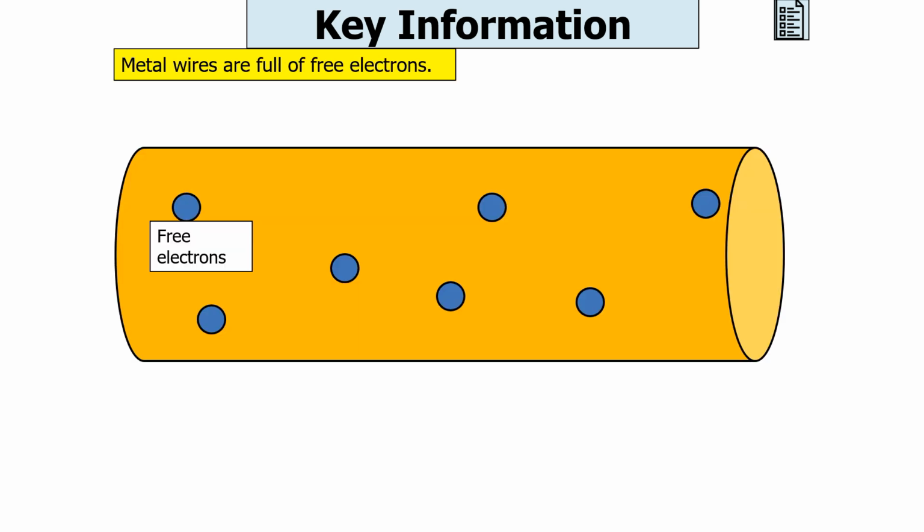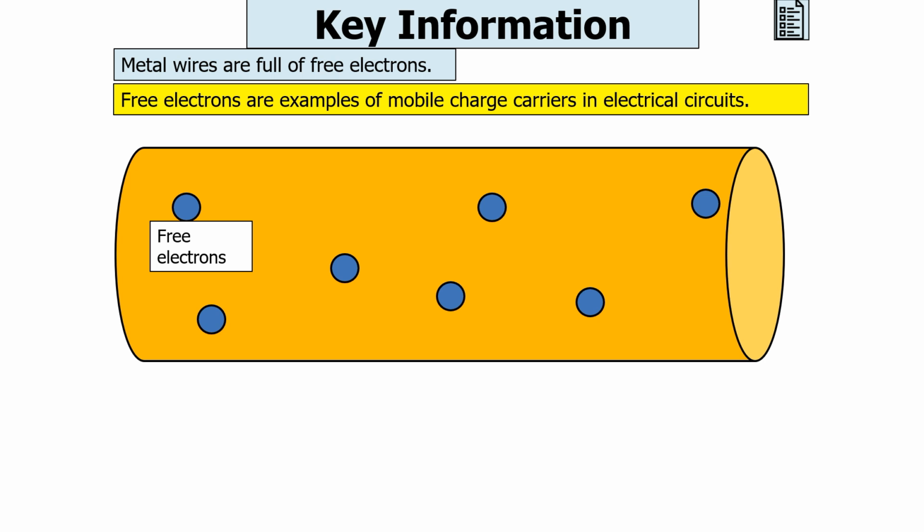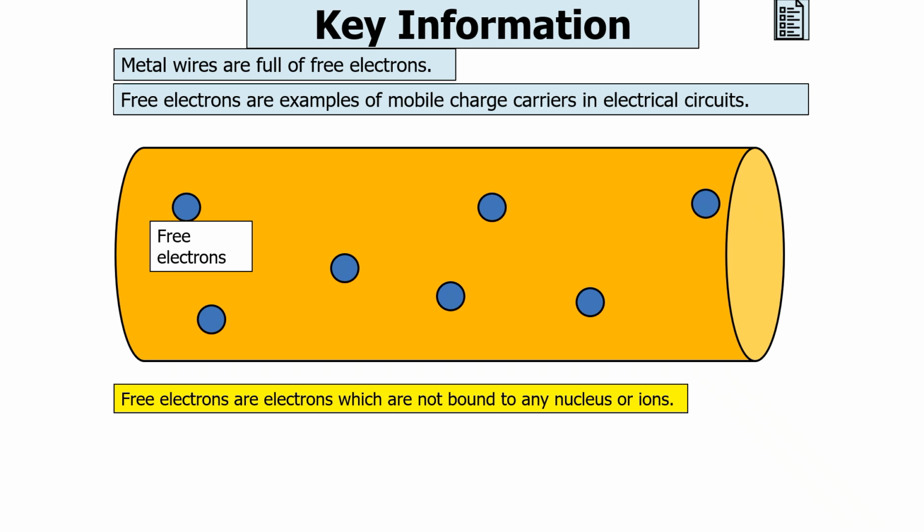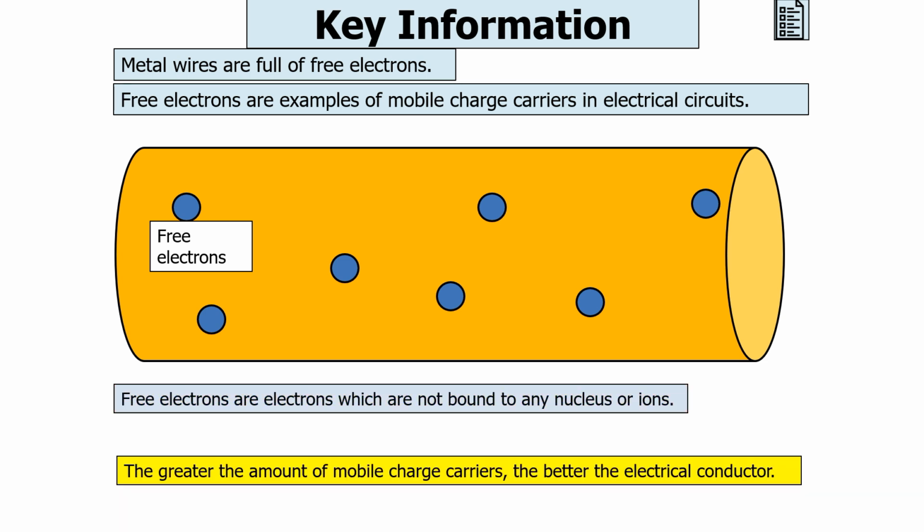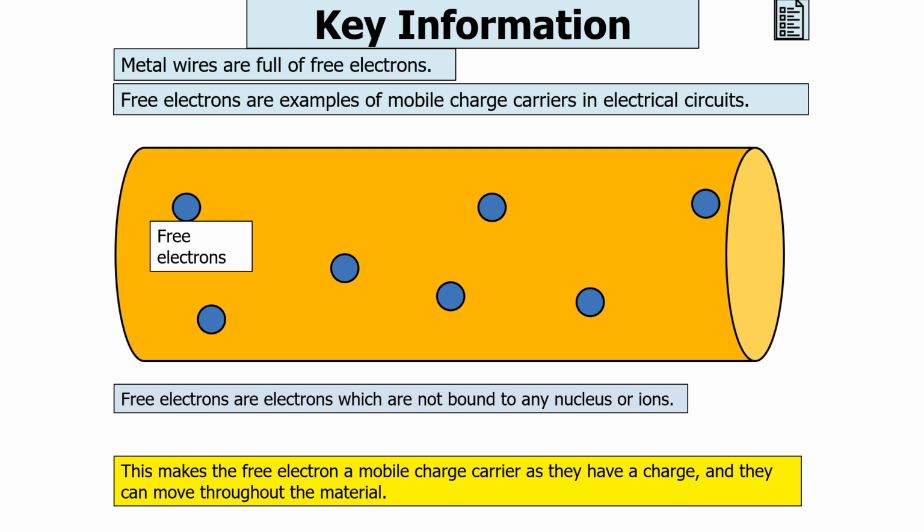Metal wires are full of free electrons, and free electrons are examples of mobile charge carriers in electrical circuits. Free electrons are electrons which are not bound to any nucleus or ions. The greater the number of mobile charge carriers, the better the electrical conductor. This makes the free electron a mobile charge carrier, as they have a charge and they can move throughout the material. Due to metallic bonding, the outer shell electrons in a metal become mobile charge carriers.